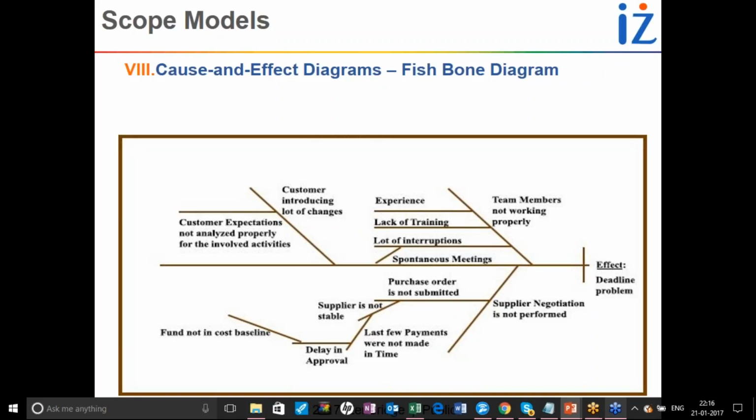It is giving the idea of the features and functions which should be there in the solution, and it is giving the boundary, because you are doing the root cause analysis, and if you are addressing the root causes, these things should be there to solve the effect of the deadline problem.